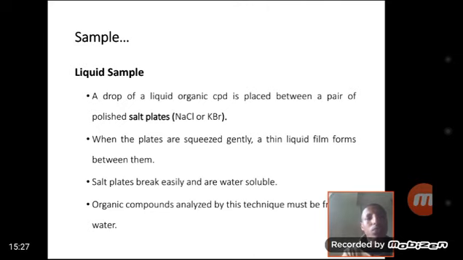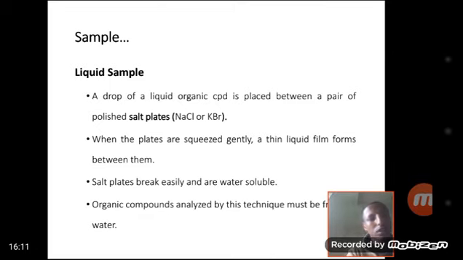The other form of the sample is the liquid sample. A drop of liquid organic compound is placed between a pair of polished salt plates, of sodium chloride or potassium bromide, because the liquid samples are non-polar or hydrophobic, while the sample holder is sodium chloride or potassium bromide, which are soluble in water. When hydrophilic or water soluble samples are placed in the sample holders that are water soluble, they become damaged and unable to hold the sample correctly.